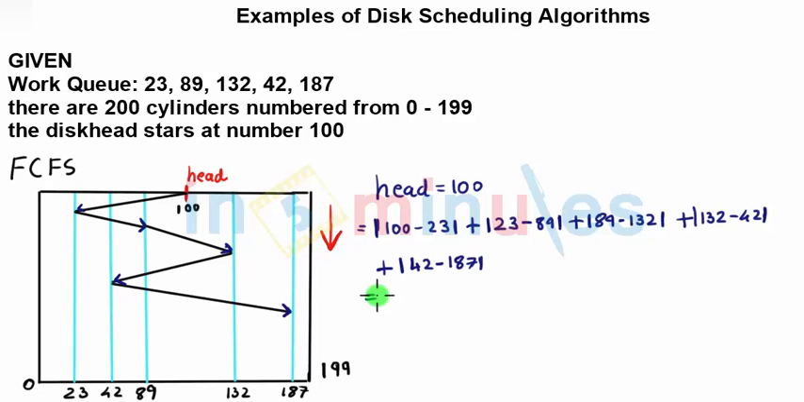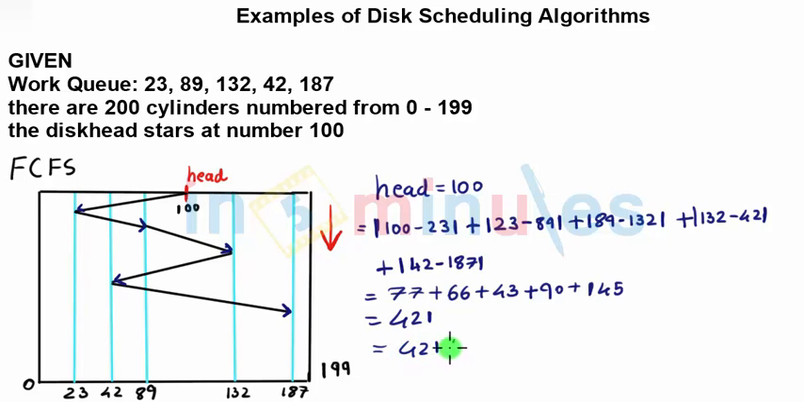Performing the mathematics, we would finally have 77 plus 66, 43, 90, 145. So the final total seek time which we had was 421. If we want to find out the average seek time, that is 421 divided by the total number of requests, which in our case is 1, 2, 3, 4, 5, which would give us 84.20. This is for first come first serve.